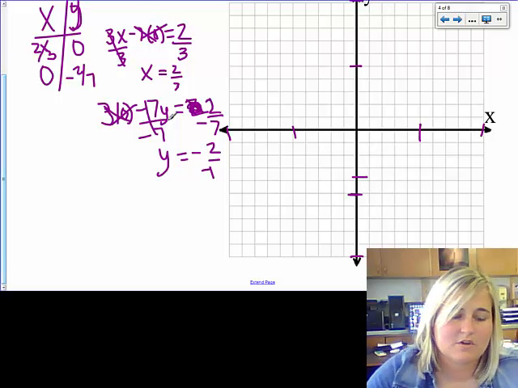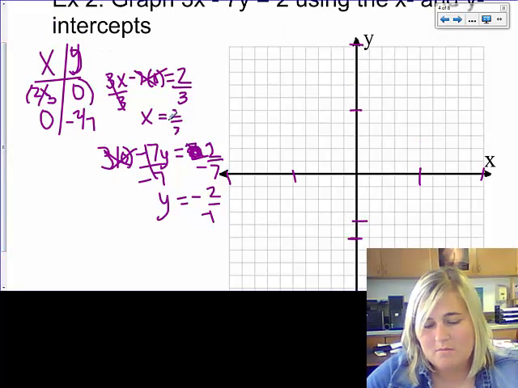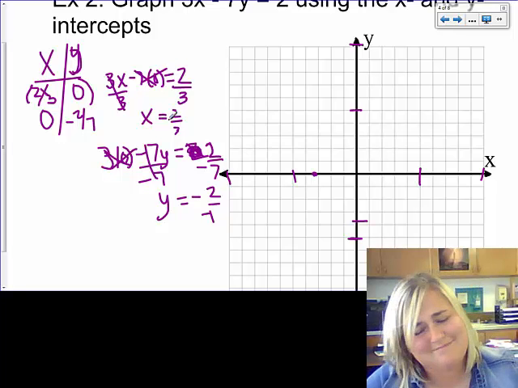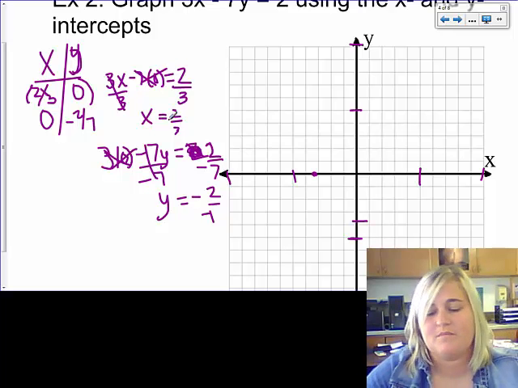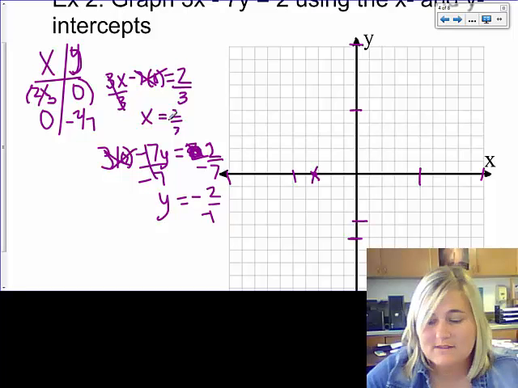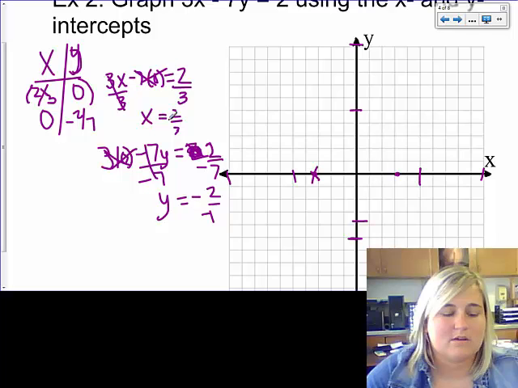Alright, so my first point is 2/3, 0. So I'm going to go over 2/3, which is going to be about here probably. Okay, and I'm not moving up or down at all, so that's my location. Oh shoot. No, it's not, because it's positive. The other one is negative. Okay, I apologize for that. 2/3, 0, which means we're going to go a positive 2/3 on the x, and 0 on the y, which means we don't move up or down at all.